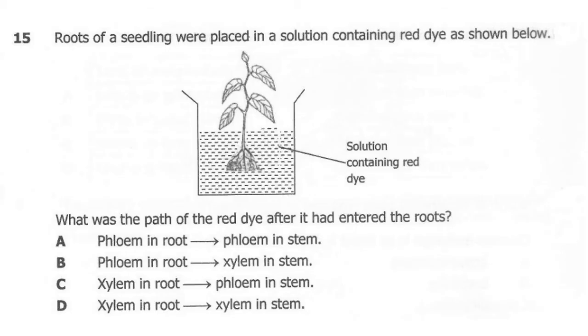Question 15. Roots of a seedling were placed in a solution containing red dye as shown below. What was the path of the red dye after it had entered the roots? A, phloem in root to phloem in stem. B, phloem in root to xylem in stem. C, xylem in root to phloem in stem. D, xylem in root to xylem in stem. You can leave your answer in the comment section.